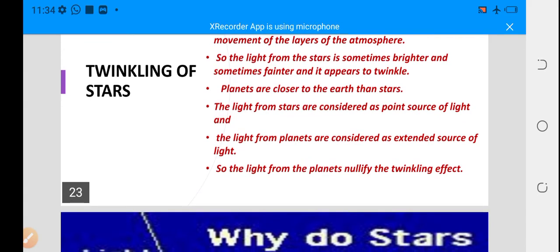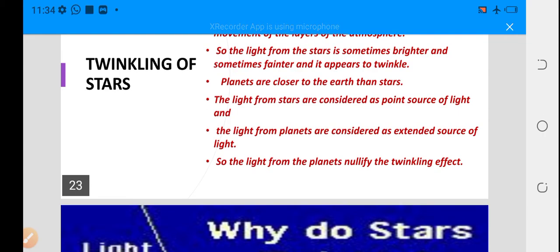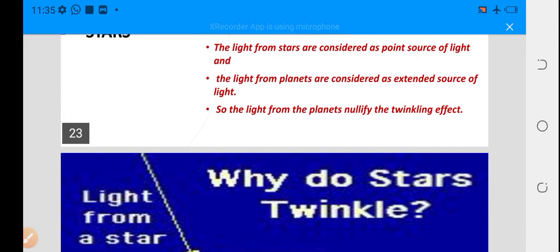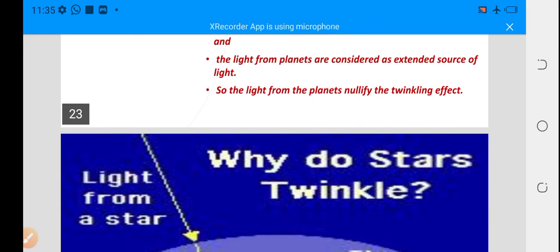Planets are closer to the earth than stars. The light from the stars is considered a point source of light, and the light from the planets is considered an extended source of light. Here we know that the stars are self-luminous and planets are non-luminous. So the light from the planets nullifies the twinkling effect. Planets don't have a self-luminous character, so that's why they nullify the twinkling effect.